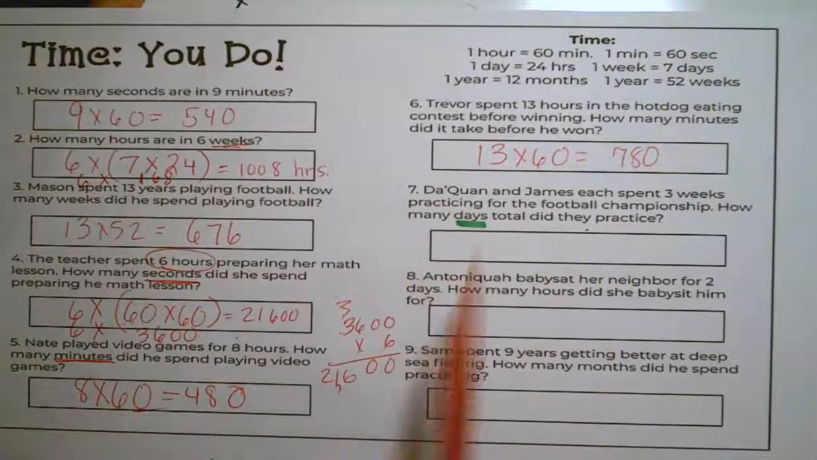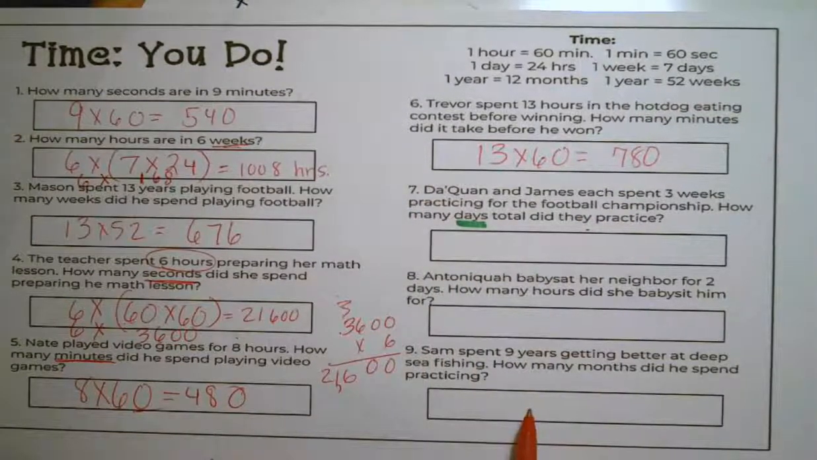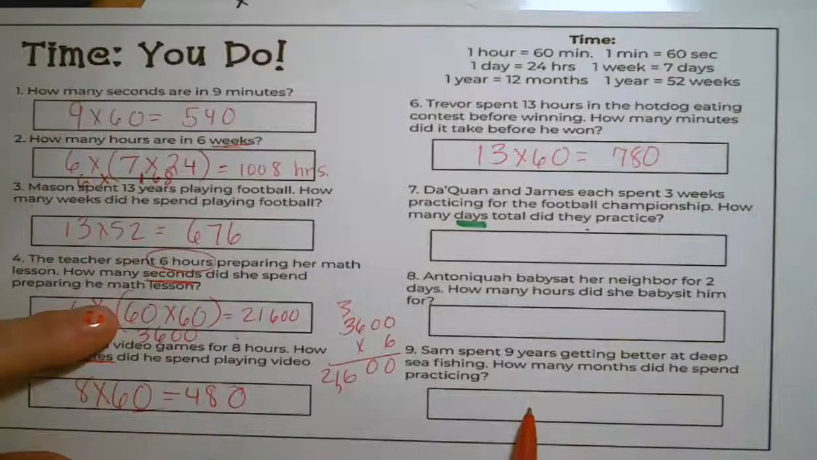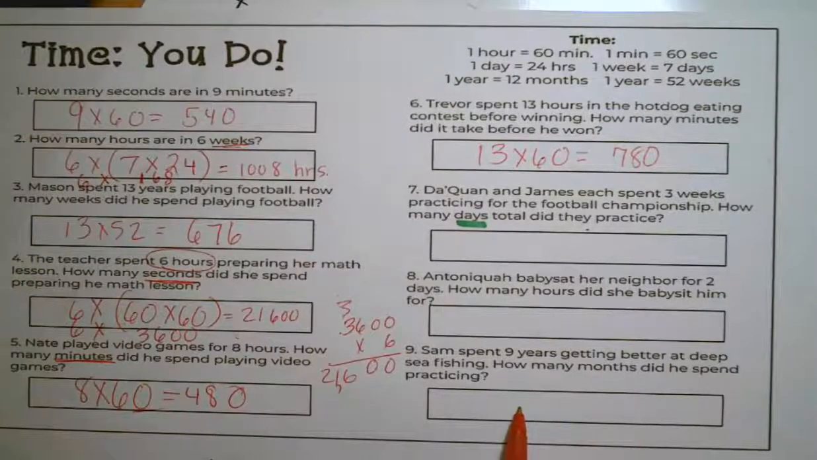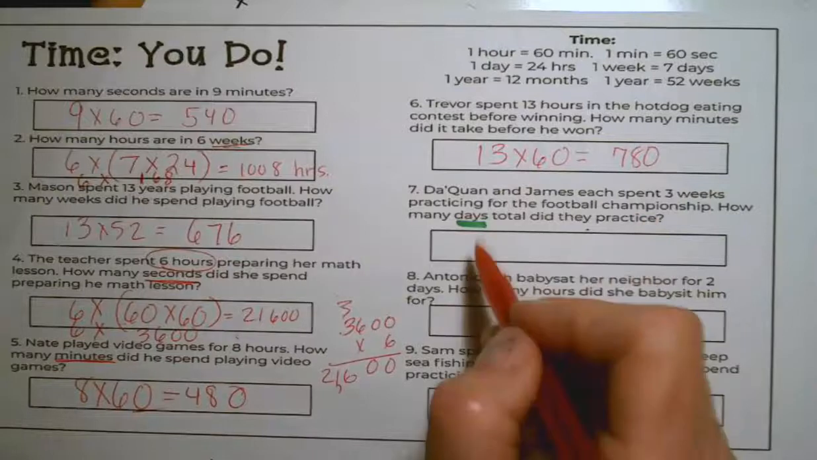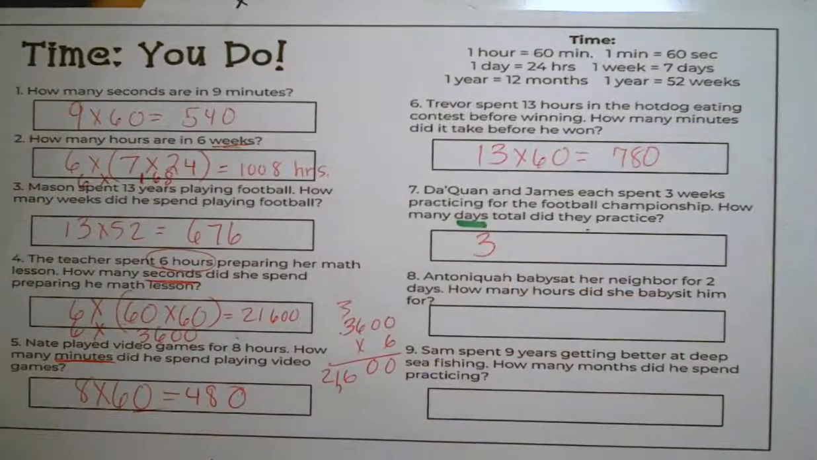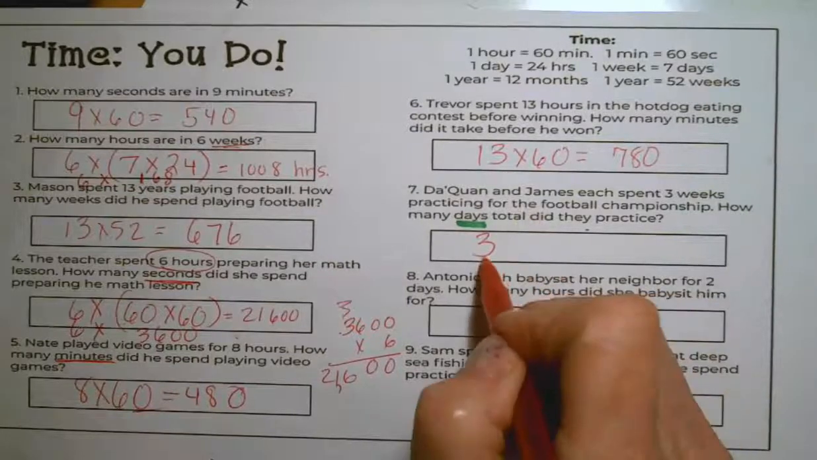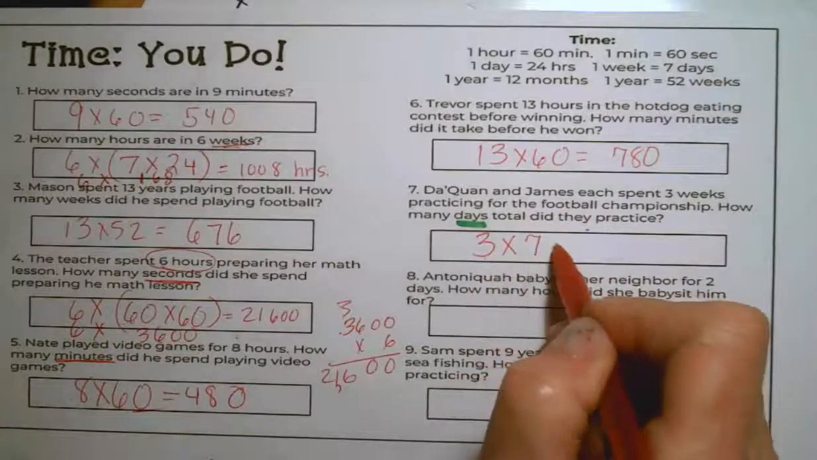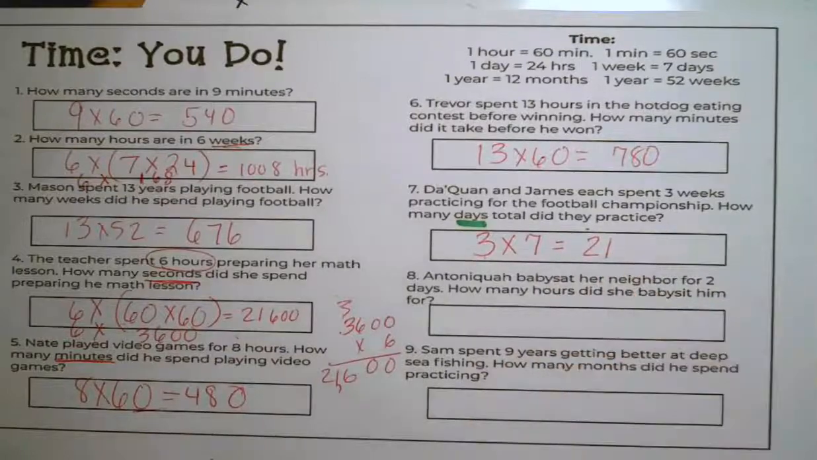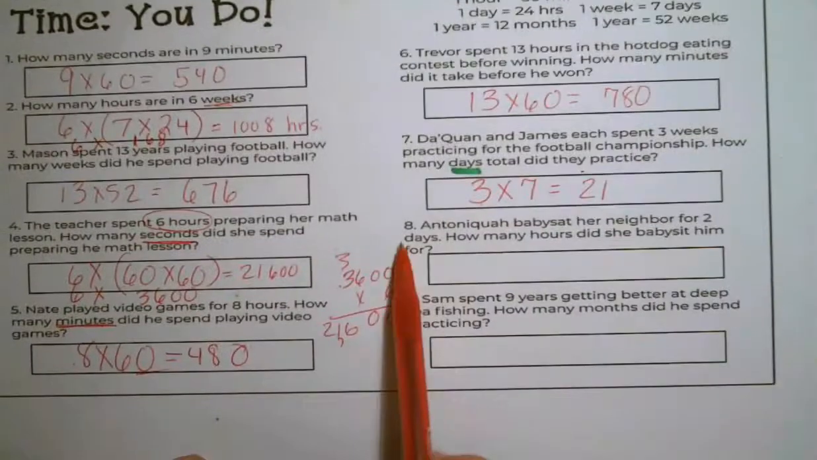Number 7, Daquan and James spent 3 weeks practicing for the football championship. How many days did they practice? Well, they spent 3 weeks doing that. And you know that there are 7 days in each week. So each of these 3 weeks, I'm going to have to multiply it by 7. So that should be 21 days.